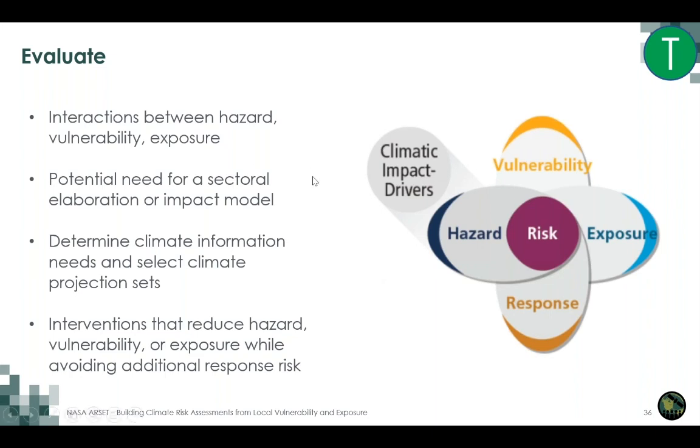So we have to ask questions about whether we need additional sectoral elaboration or an impact model, like a crop model or a hydrology model, maybe to augment the specific risks that we want to explore. We also need to determine the climate information needs and select the climate projection sets so that we can draw from the most important climate change factors and understand the hazards that are kicking off all of this climate risk. And then as we're thinking about interventions, we need to think about the interventions specifically in the way that they reduce the hazard, the vulnerability, or the exposure, and recognize that there is a potential for additional response risk that we would like to avoid.